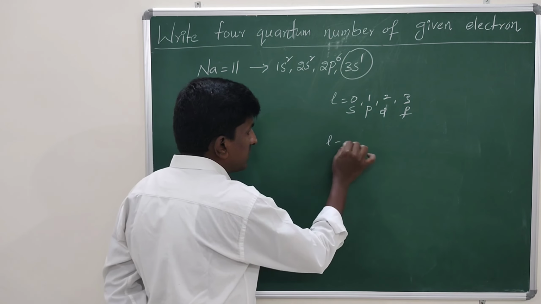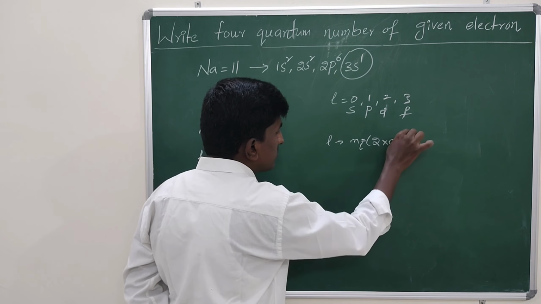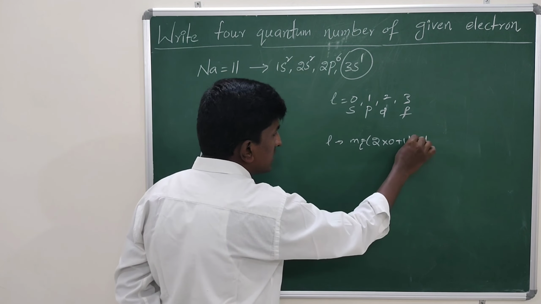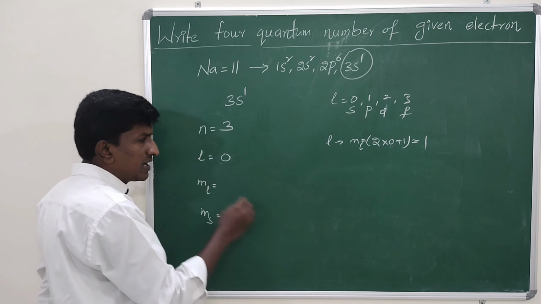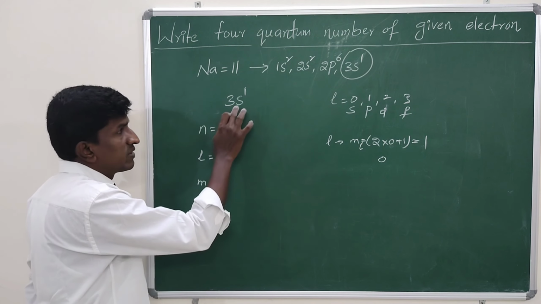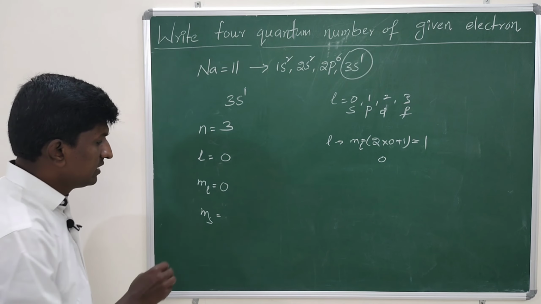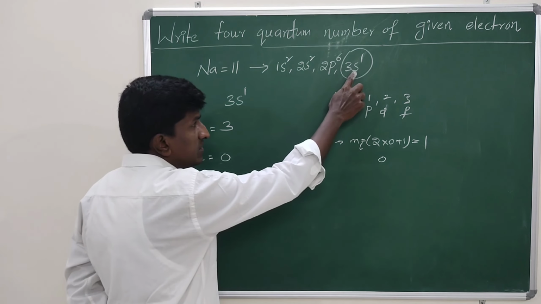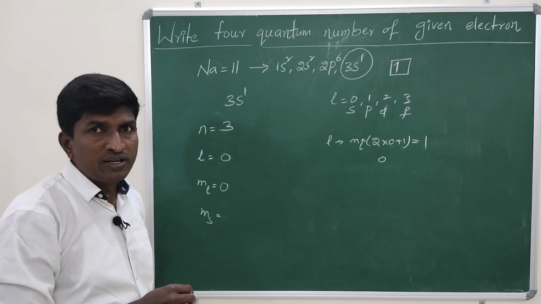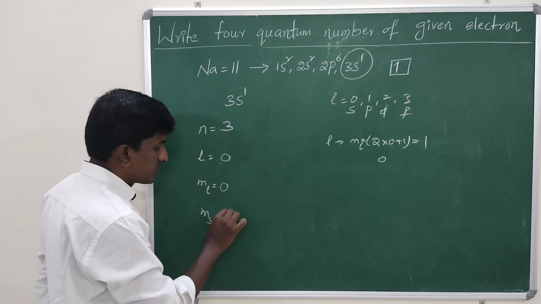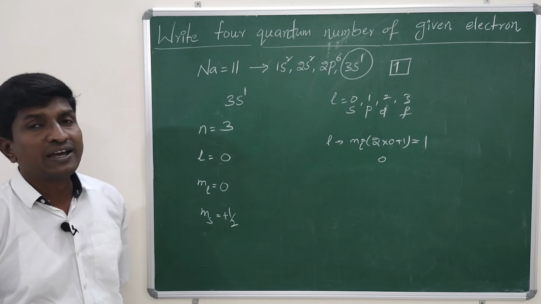Then depending on the l value, the total number of ml values is 2 into 0 plus 1. How many values are there? 2 into 0 is 0, plus 1, so only 1 value. That one value, depending on l, is 0. So for any s orbital, the magnetic quantum number is also 0. Then the ms value: here only the s orbital is there, and only one electron is present in the 3s orbital, so it has plus half spin. This is the way to write the 4 quantum numbers of a given electron.